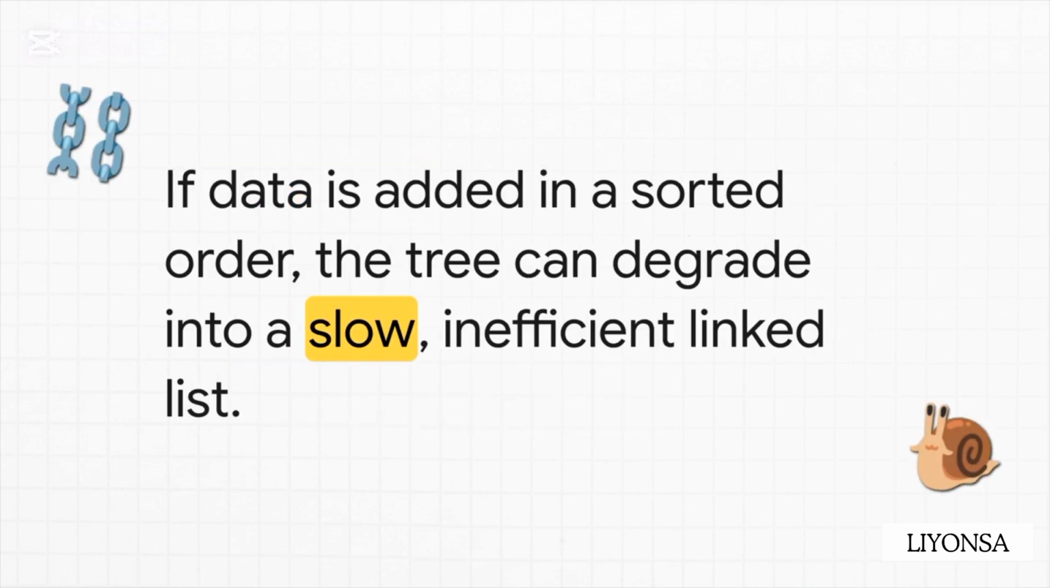But what happens if we add our data in order? Like we add the number 1, then 2, then 3, then 4. Well, the tree stops branching out. It just becomes this long, spindly, pathetic-looking chain.